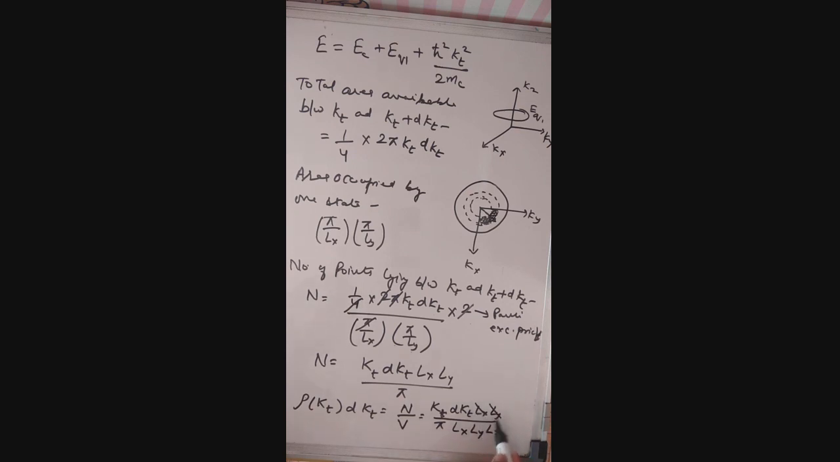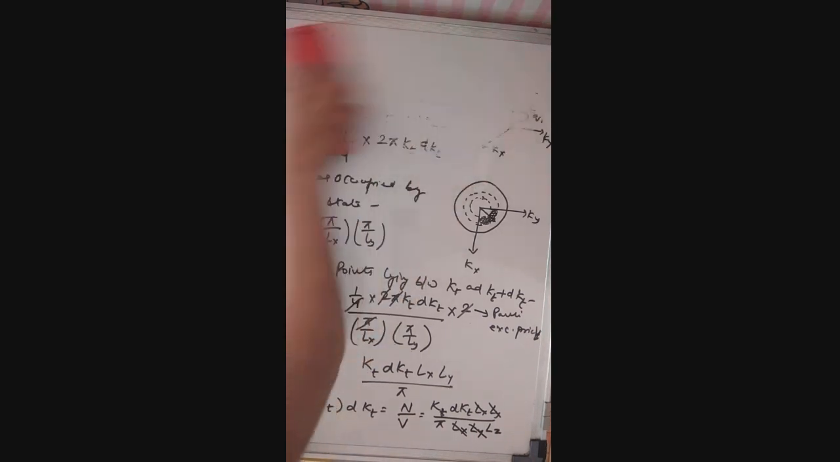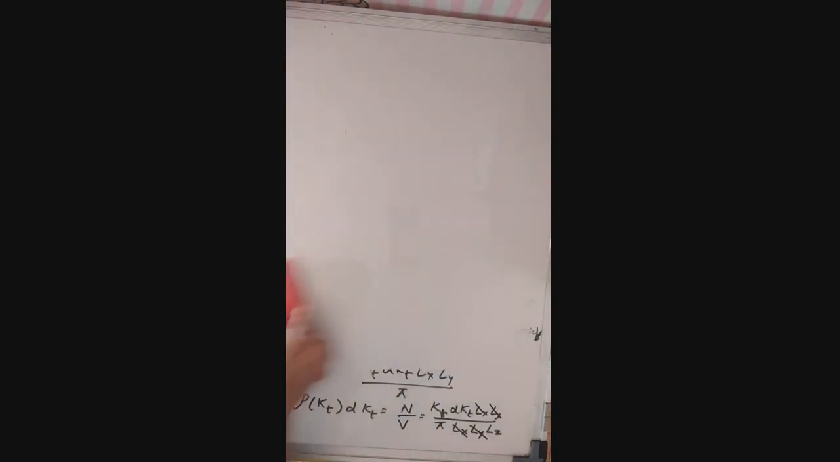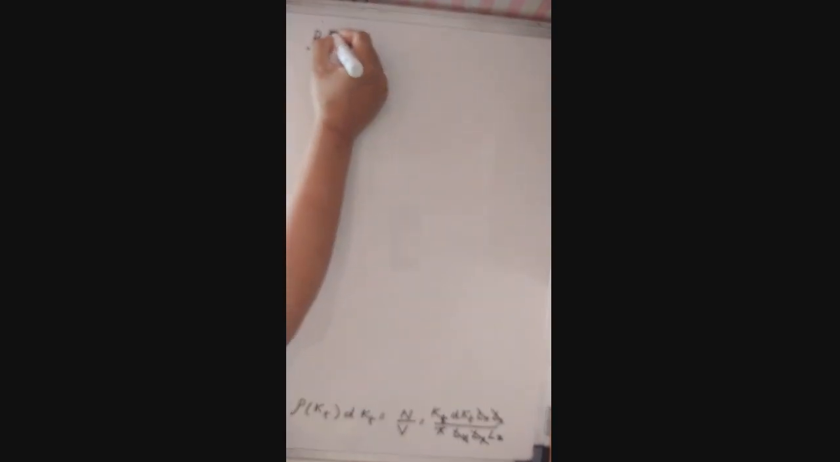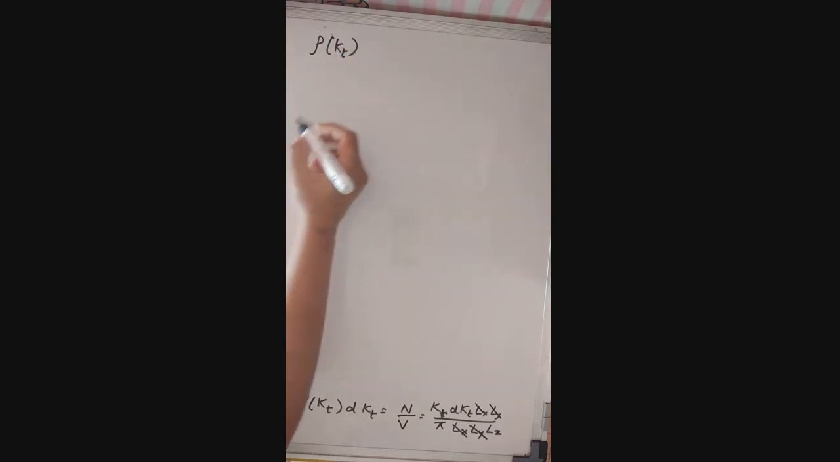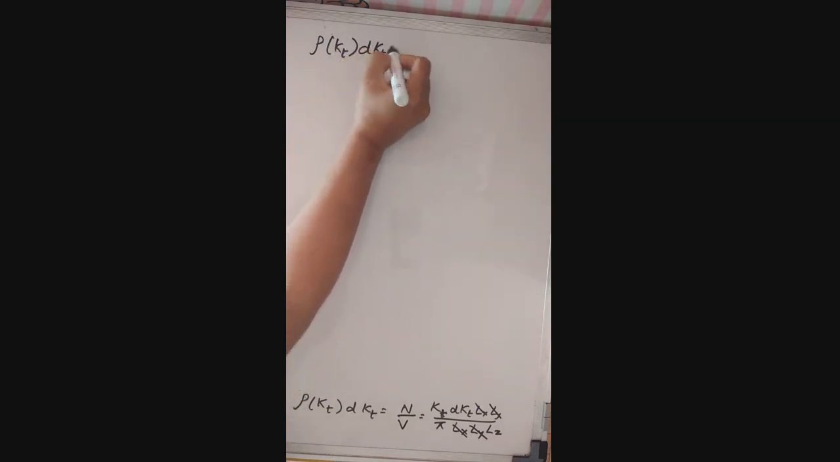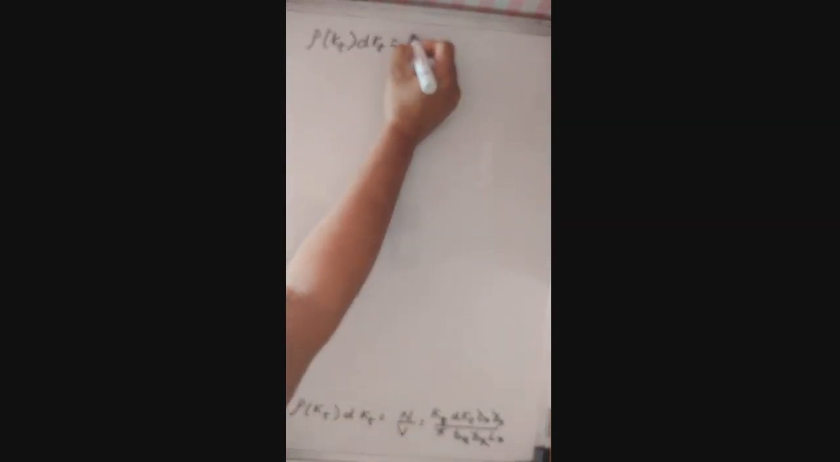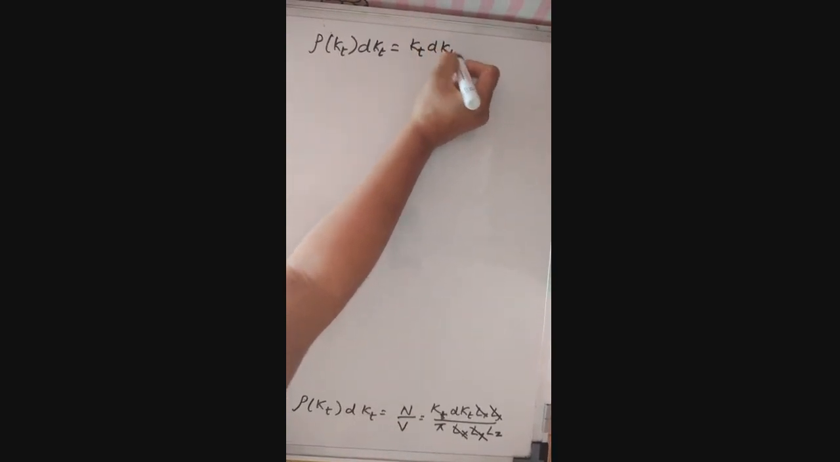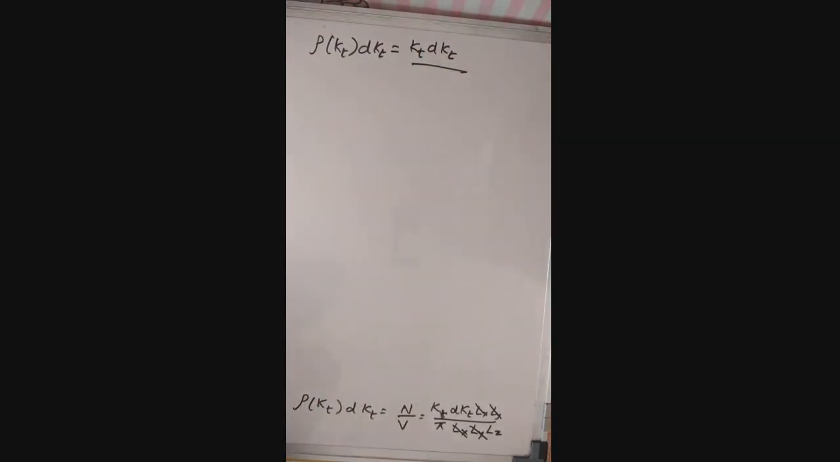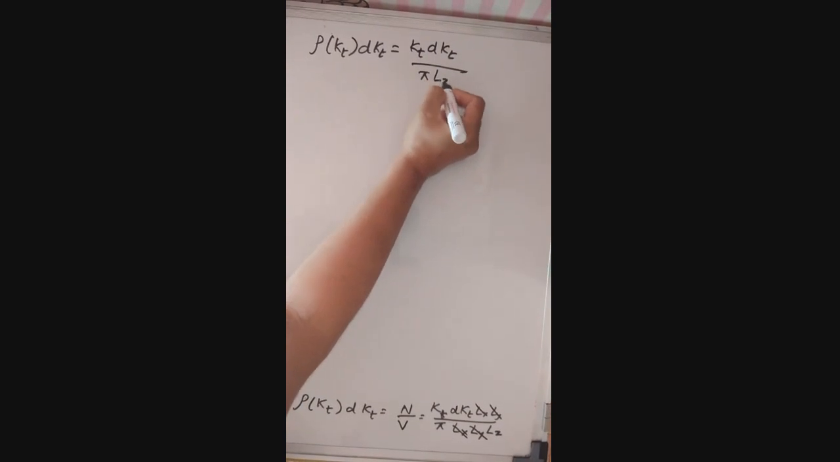Cancel out the things that are cancelling. So Lx, Ly are cancelling out. The remaining thing we have to write as rho kt dkt. Okay, so this is the density of states we are getting. So I'm writing this here: rho kt dkt equals to kt dkt upon pi Lz. Okay, this is what I am getting. Now I've got this expression.